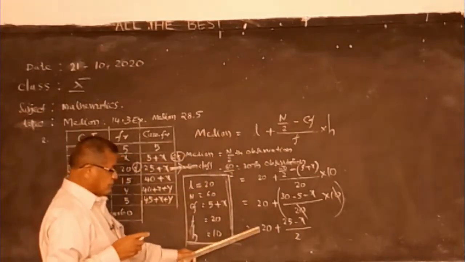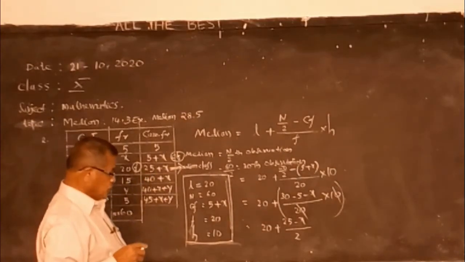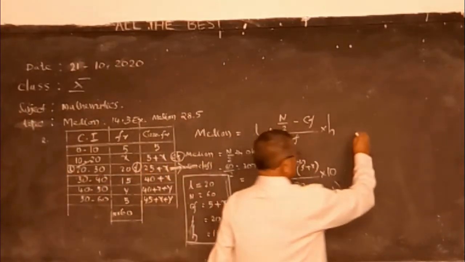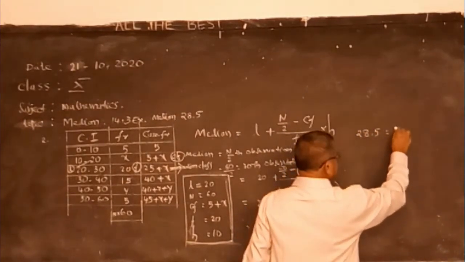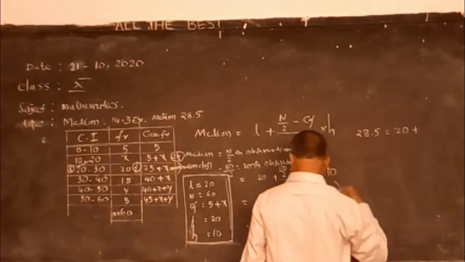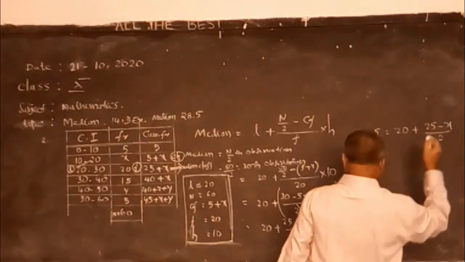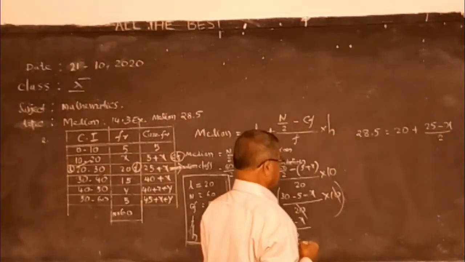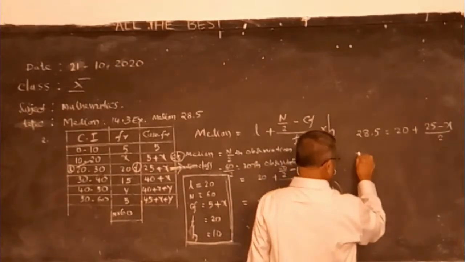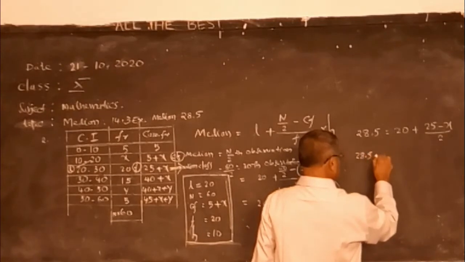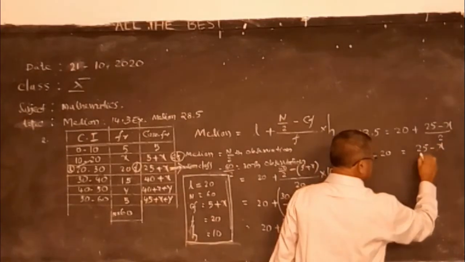So this is the median value. The median value given here is 28.5. So let us write here 28.5 is equal to 20 plus 25 minus x by 2. Now 20 is an independent value, so you take it to the left side: 20 is equal to 25 minus x by 2.